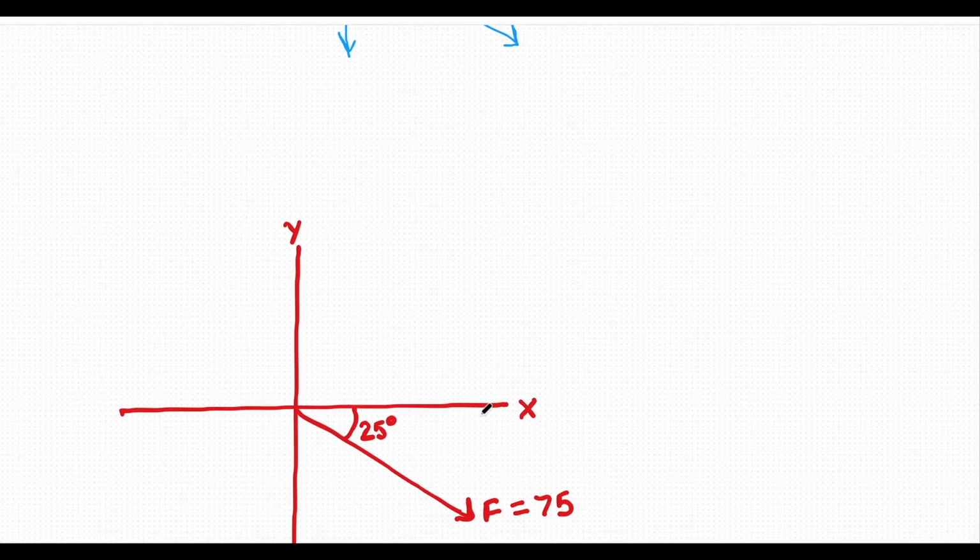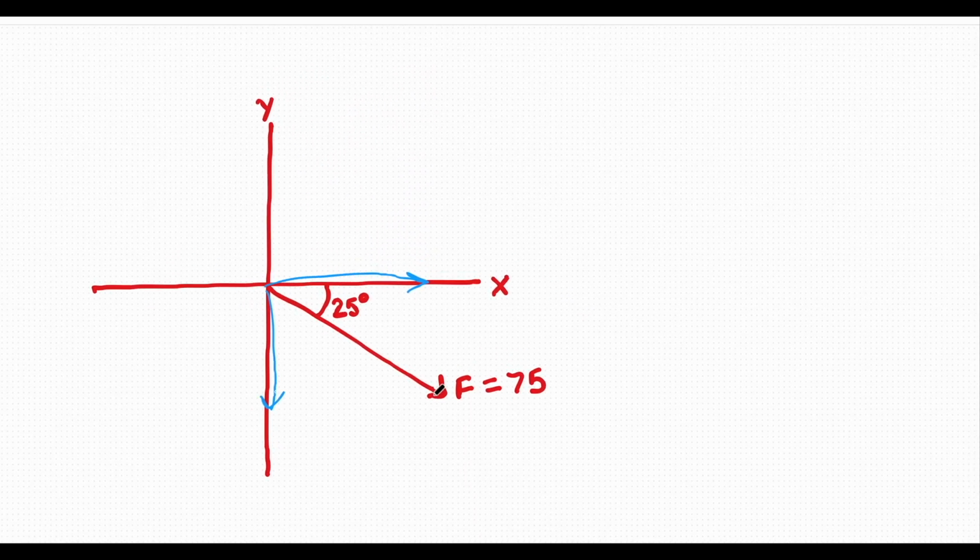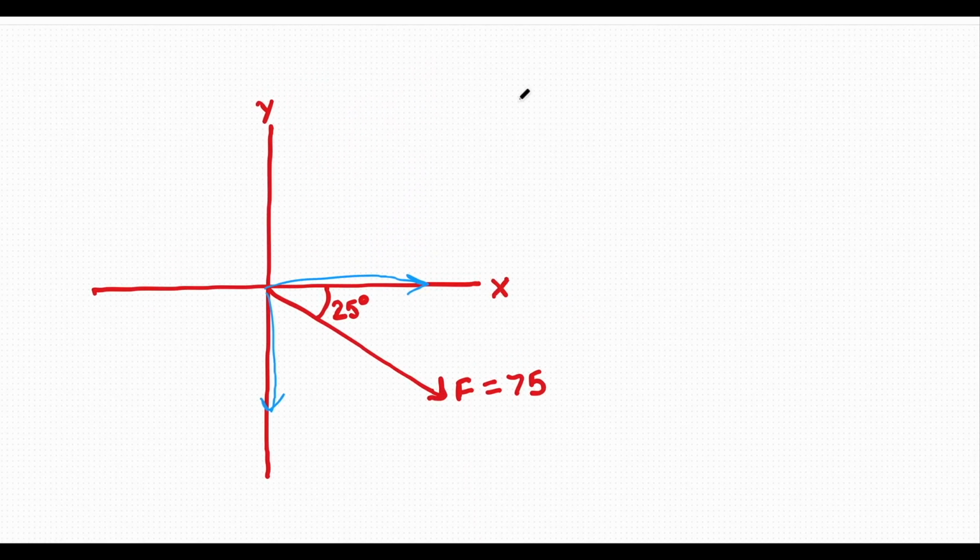Let's do a problem where you solve this for yourself, where you find the x component and the y component. So you can pause the video right here, and once we're done, we'll go over it. So in this case, we can treat this as a triangle going this way. And so this angle would be 25 degrees, and this is the hypotenuse, so this will be 75.